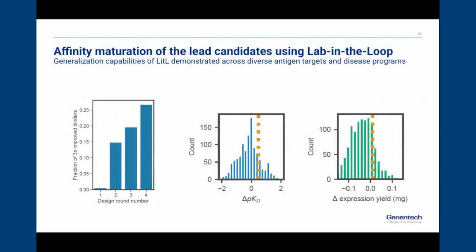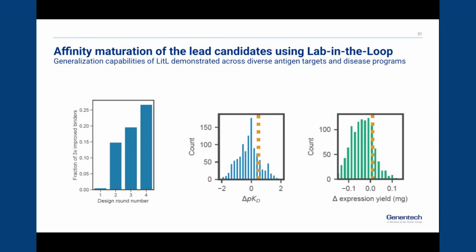So for example, here for these 4 targets that I showed you in the previous slide, we've been running lab in the loop. We had maybe 4 iterations of lab in the loop. And then we measured how well lab in the loop does in each of these iterations. So we introduced some metrics of success, right?